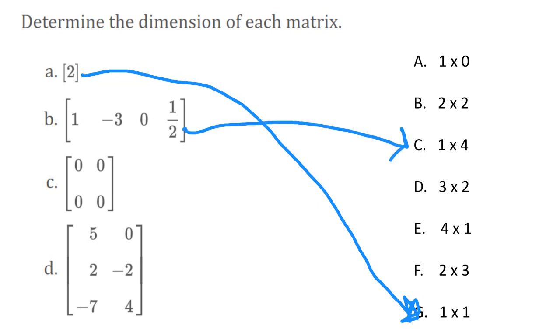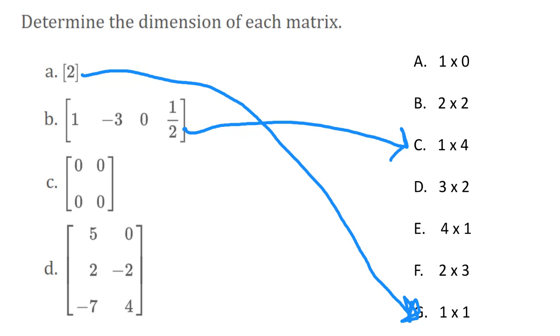And then we have the zero matrix. If you see a matrix with all zeros, then it's called the zero matrix. And so here, how many rows do we have? And how many columns do we have? So there are 2 rows and 2 columns.